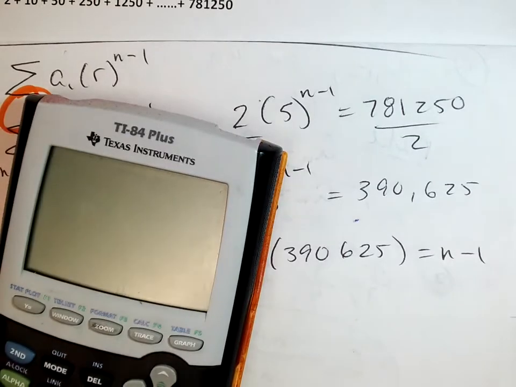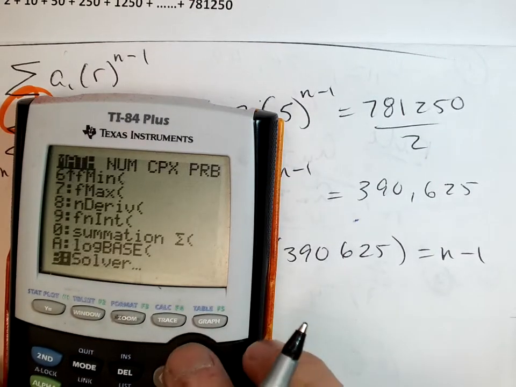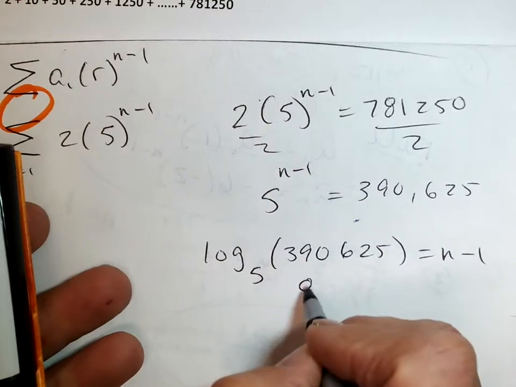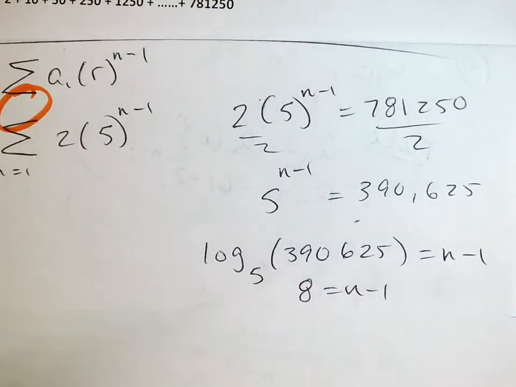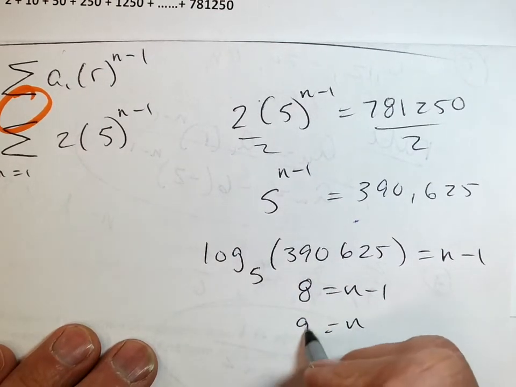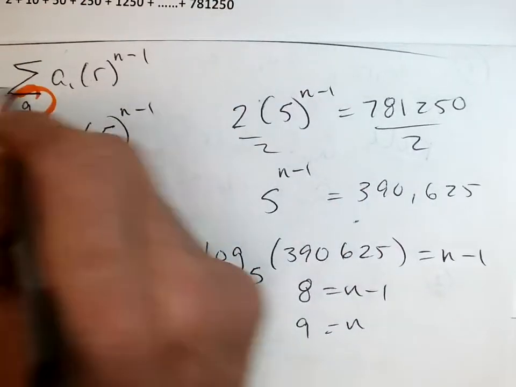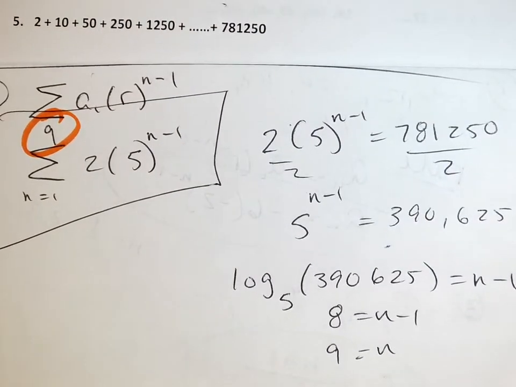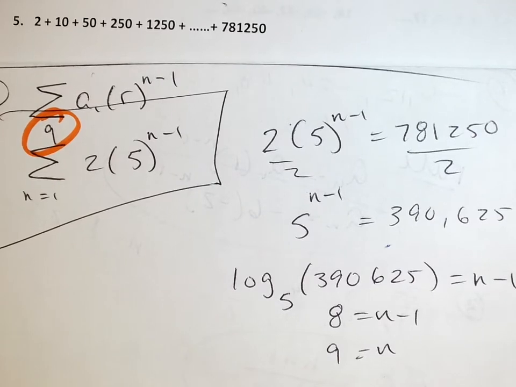I'm going to go back to math. Log base 5 of 390,625. I get 8. Okay, so I get 8 equals n minus 1 plus 1 plus 1. N is 9. So 9 goes right up there. The other way is guess and check, guess and check, if you don't want to use logarithms. But logarithms are pretty easy.